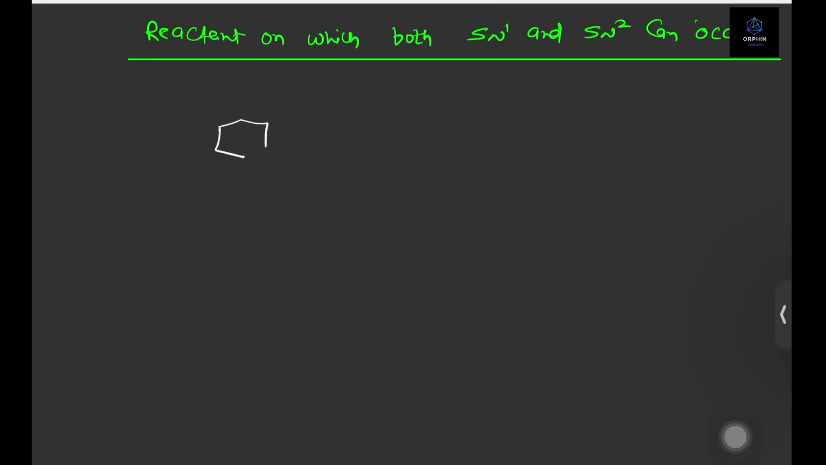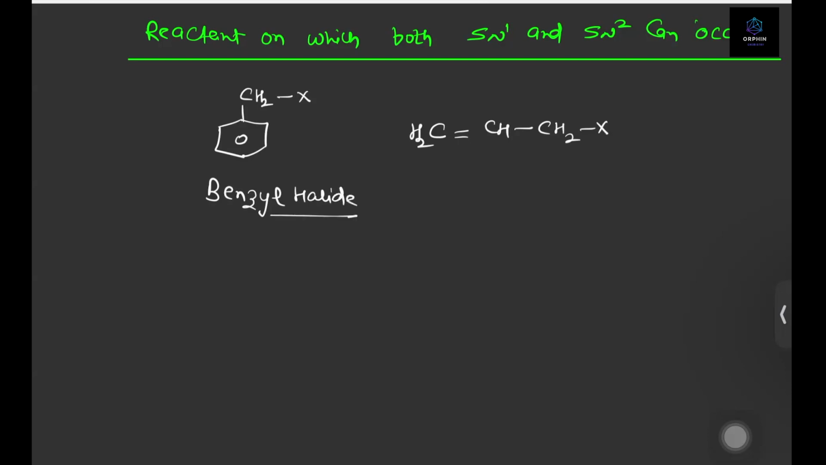First reactant: this is benzene, this is CH2, this is X. This is CH2 double bond CH, this is X. Sorry, not this one, this one, CH2X. On the benzene, if the next carbon is CH2, that is called benzyl group, and the halogen is there, so benzyl halide. On the alkene, C double bond C, if the next carbon is CH2, then that is called allyl. So allylic halide. Allylic position we can say.